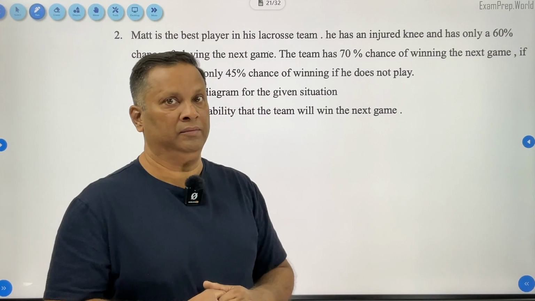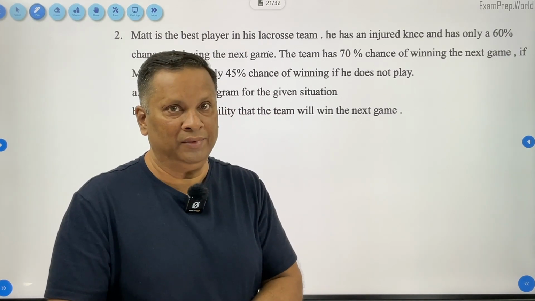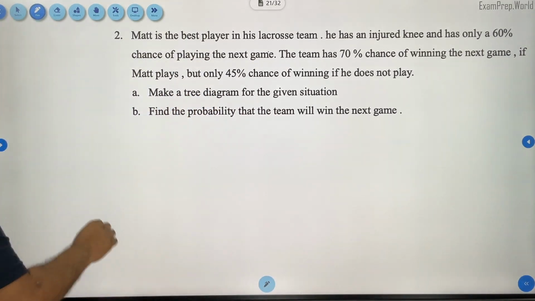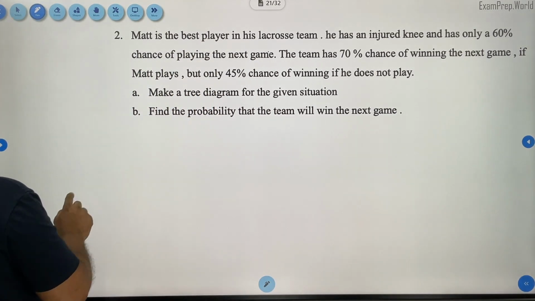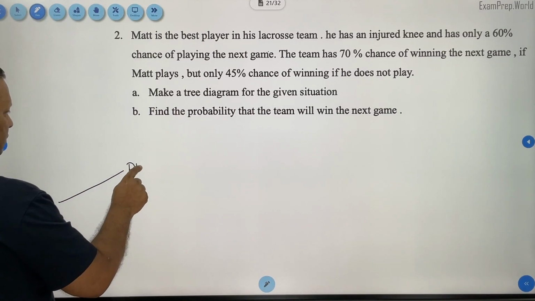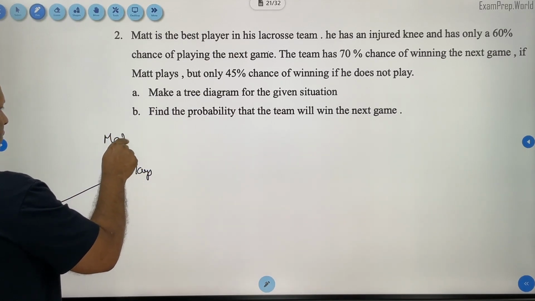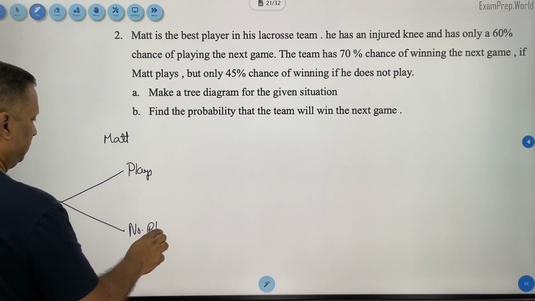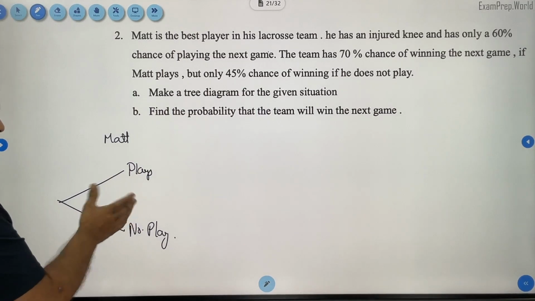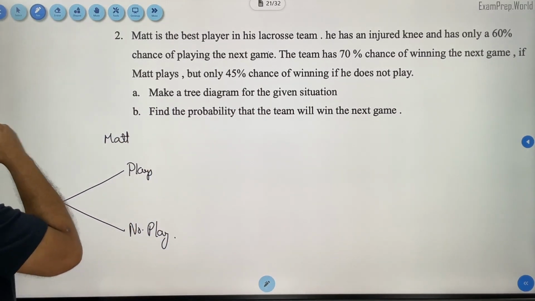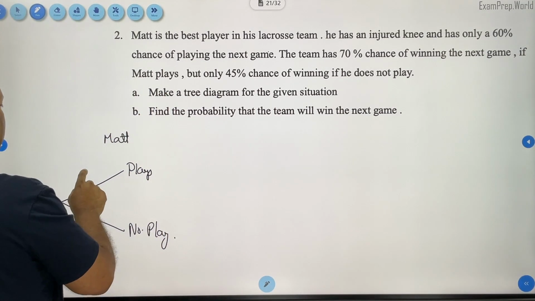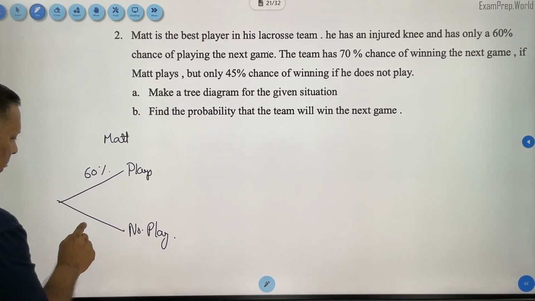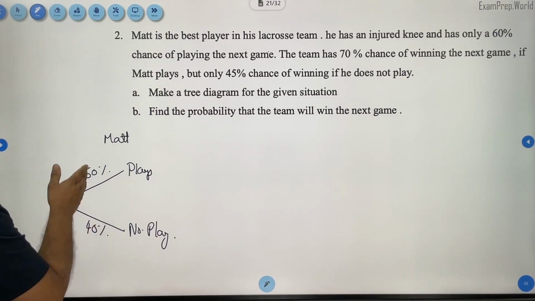The first thing is Matt plays or he does not play. And second, team wins or does not win. So there are only 2 things. So let's calculate. First, let us do Matt plays. This is about Matt. He plays, no play. So either Matt plays or Matt does not play. What is the chance that he plays? 60%. And what's the chance that he does not play? It is 40%, 100 minus 60.